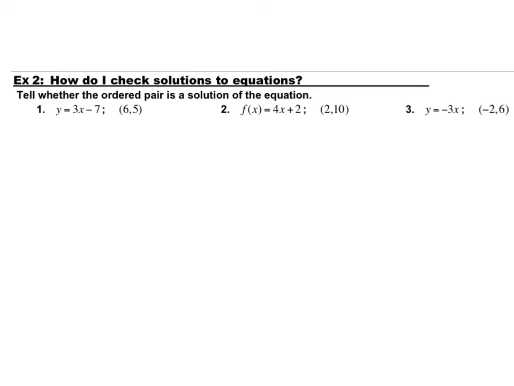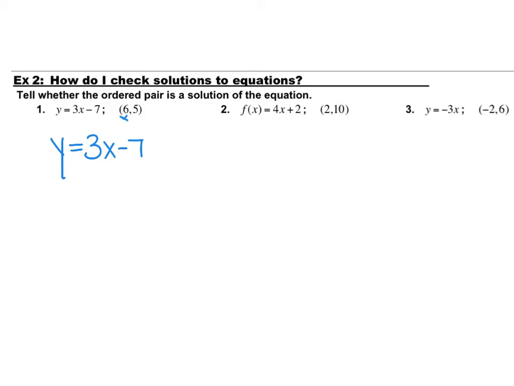Example 2, how do I check solutions to equations? Tell whether the ordered pair is a solution of the equation. So we have the equation y is equal to 3x minus 7, and then we've got the point 6, 5. So I'm going to write this y is equal to 3x minus 7 so that I have it bigger. And then we have this point, the 6, 5.